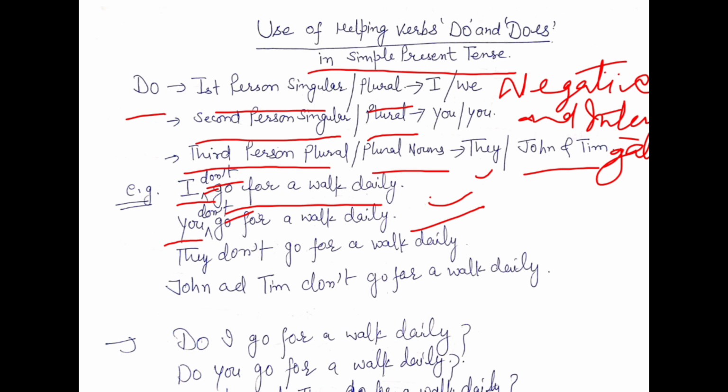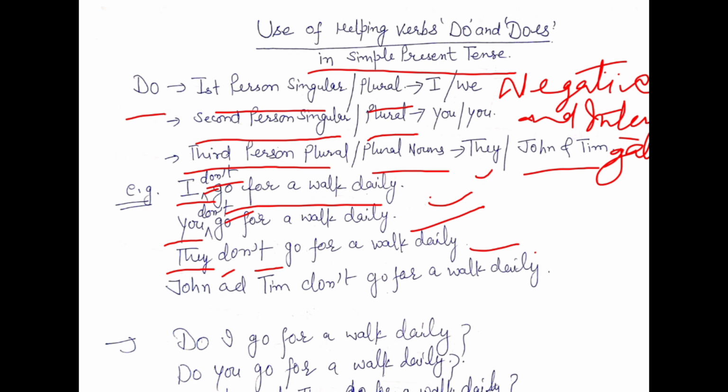Next is they don't go for a walk daily. In this sentence is third person plural. With third person plural, you have to use do because your sentence is negative. Your sentence is in this way: they don't go for a walk daily.